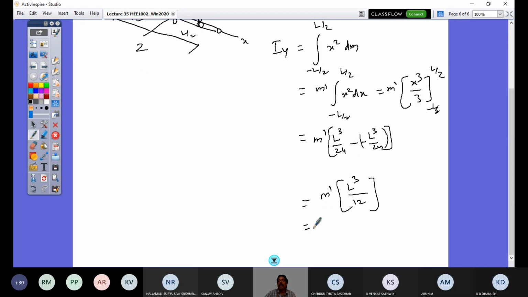Again, I want to write here mass times the quantity. The mass is m dash, mass per unit length, into total length L. This L cube I split as L into L square by 12. So this quantity is the total mass M of the slender bar times L square by 12. So Iy of the slender bar, the rotation of the bar about the y-axis, is given by ml squared by 12. The same for Iz also. Iz also is ml squared by 12.